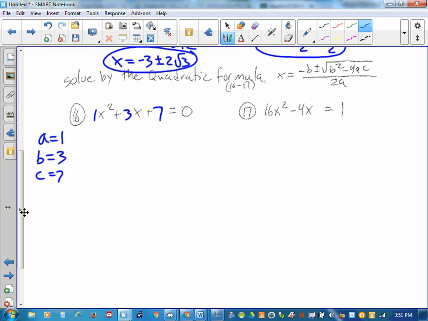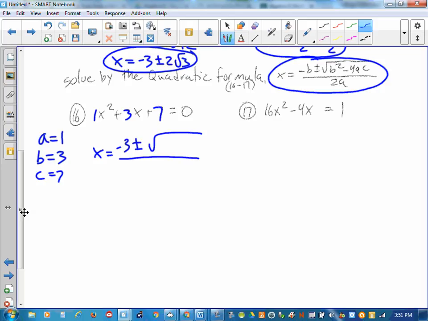Now we go to the formula. The formula is over here. I put it on the test for you: negative b. So x is equal to negative 3 plus or minus the square root over 2a. Well, 2 times a is just 2. Now we do b squared minus 4ac, and I did switch the colors for that. So it's b squared minus 4, a is 1, c is 7.